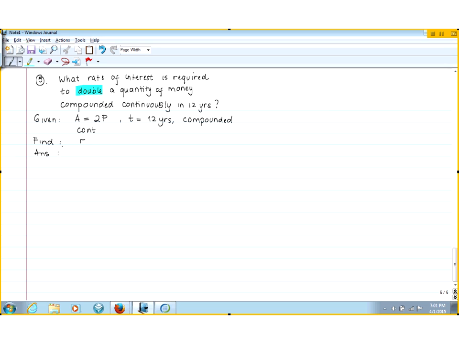Since this is compounded continuously, we have to use the formula A = Pe^(rt). So A is 2P, equal to P e^(r), we don't know r, but t we know, this is 12. And again, we will cancel out the P, divide by P both sides. So 2 is equal to e raised to the 12r.